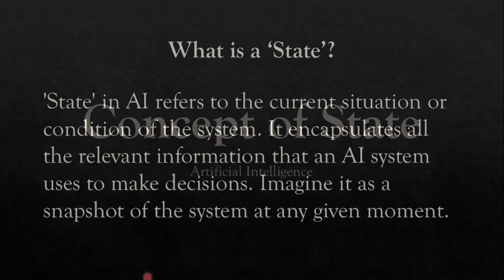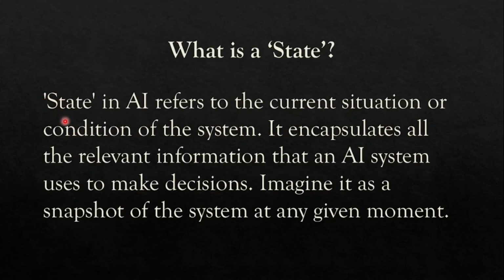So let's get started. At its core, state in artificial intelligence refers to the current situation or condition of the system. I'll explain this concept with the help of an example, but first focus on this definition. From this definition, you'll get a good idea of what concept of state we are talking about. It encapsulates all the relevant information that an AI system uses to make decisions. Imagine it as a snapshot of the system at any given moment.